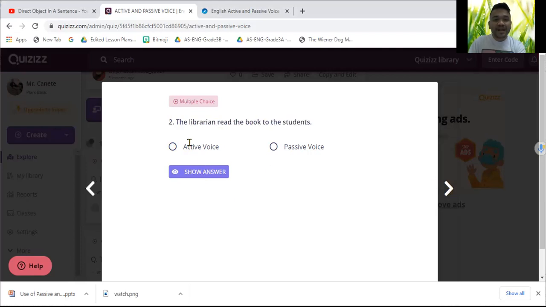Next one. The librarian read the book to the students. Is this an active voice or a passive voice? Very good. The correct answer is active, because the librarian is the one who performs the action. Next one. They are paid on Fridays. There's a subject, a be verb, and the past participle paid. Is this active or passive voice? Great job, you're saying passive and you are correct.